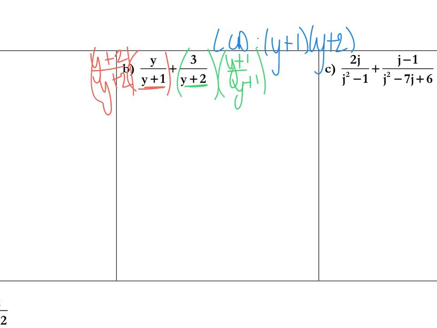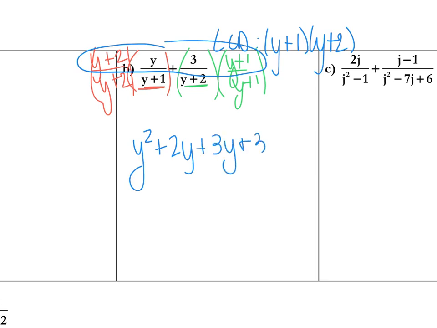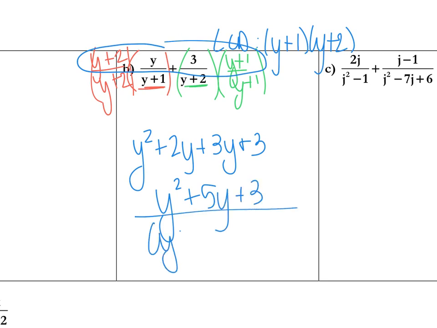Okay? Do not start canceling anything. You need to simplify the numerators first. So y to the second plus 2y plus 3y plus 3. Combine like terms. You still can't cancel anything. And then put this over the LCD. Okay. Now you would have to see if this factors further, which it doesn't.